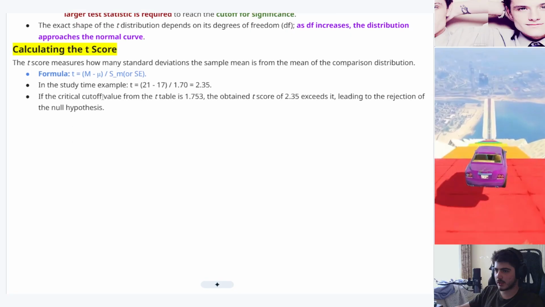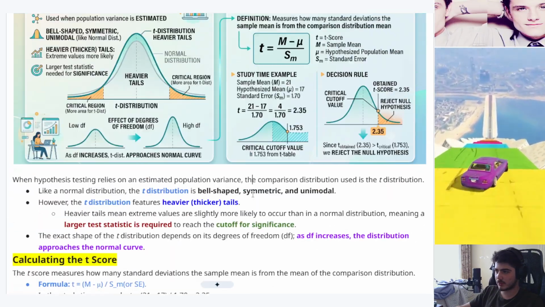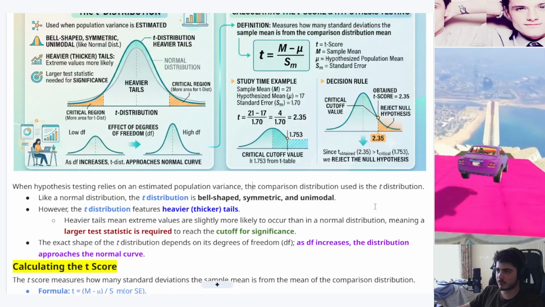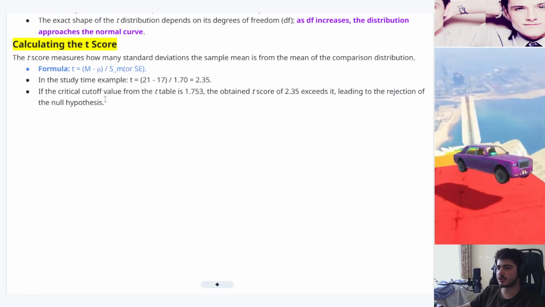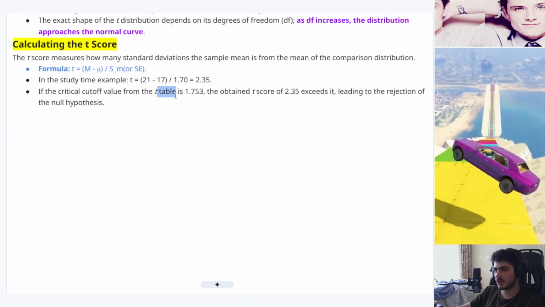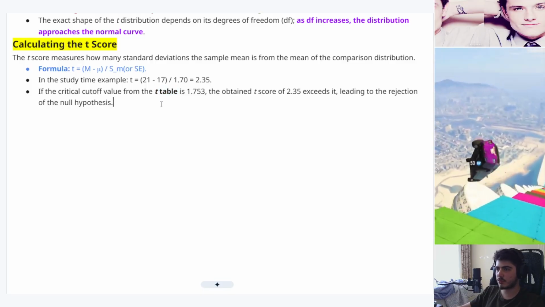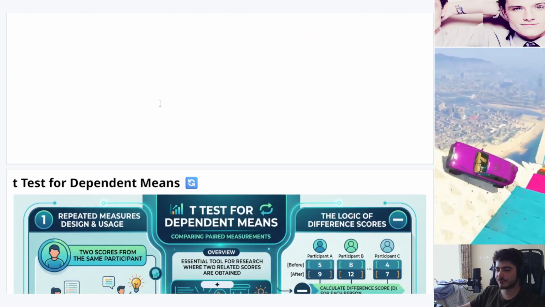I wish I put like a t-score table here. It shouldn't be an issue. But just know that the t-table is an important thing to know.